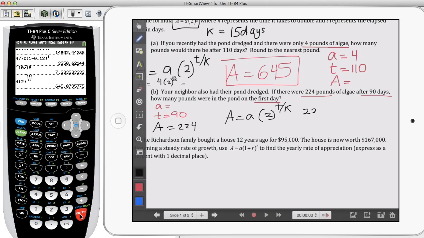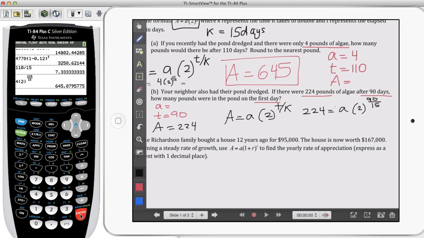Now 224 equals a times 2 to the power t, which is 90 in this case, over 15. I don't know why I put this here. This is the time. Here I should have a variable a.